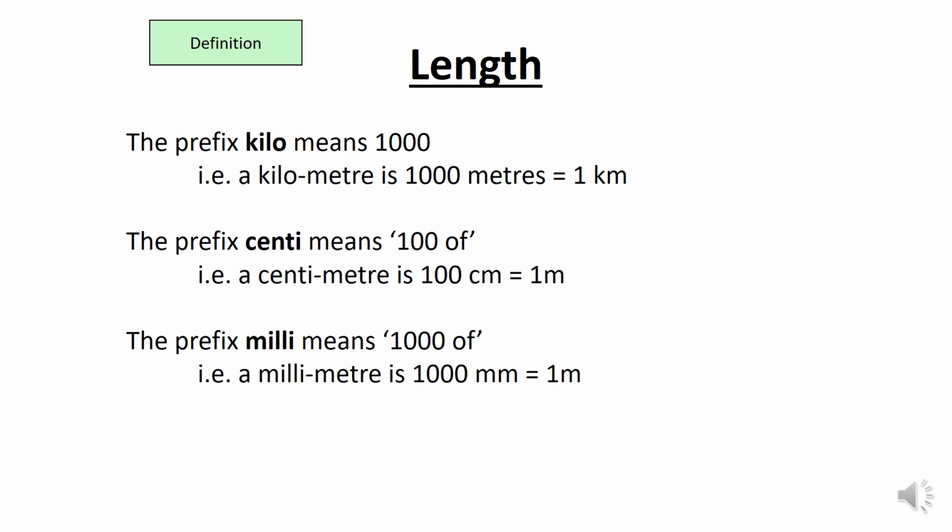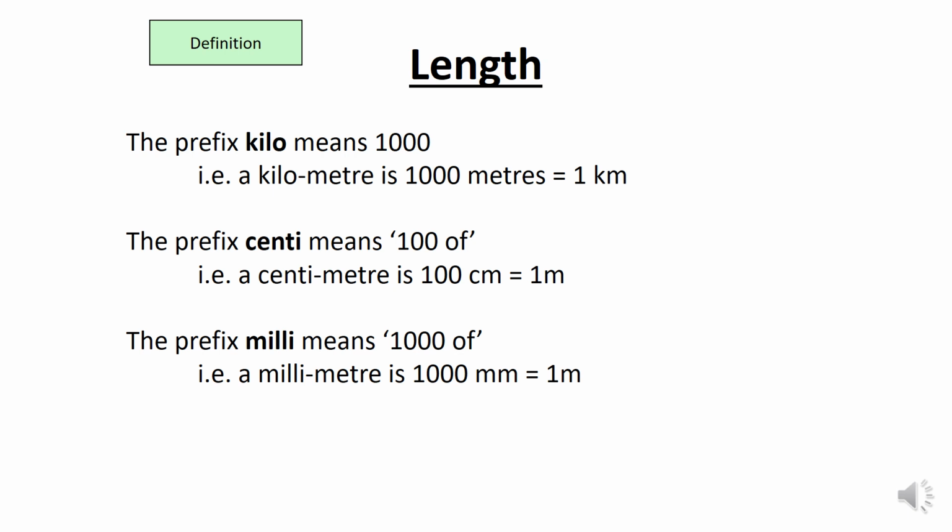Okay, and centi means 100. Okay, so I think this was discussed when you guys were doing percentages. Percent, cent, the word cent itself, century, it means 100. Okay, so a centimeter is 100 centimeters equals 1 meter.